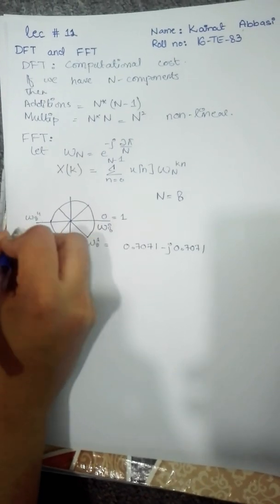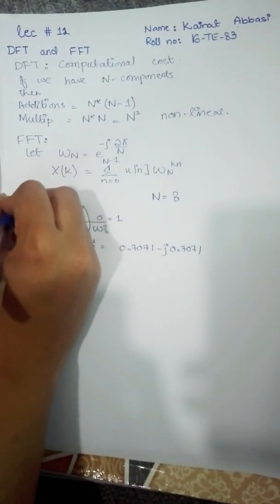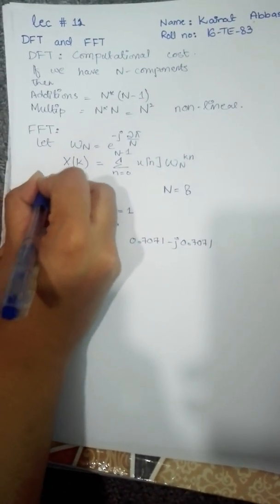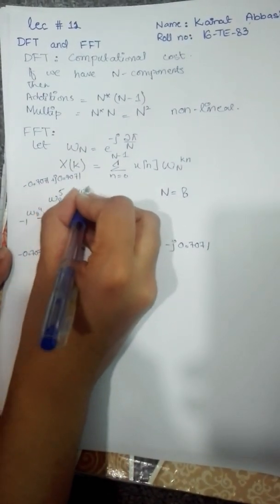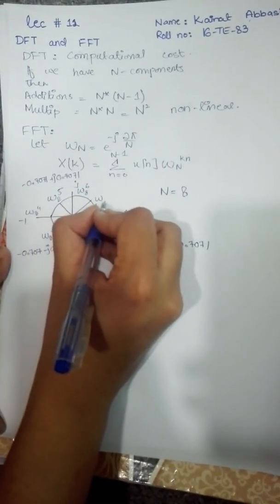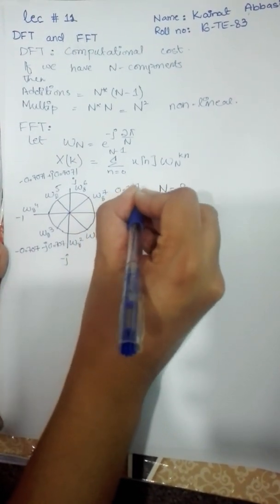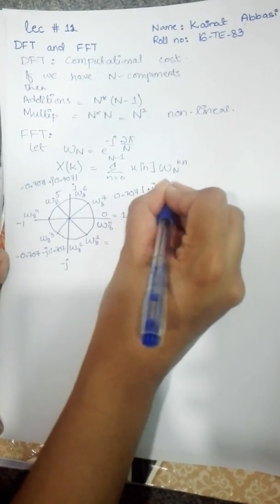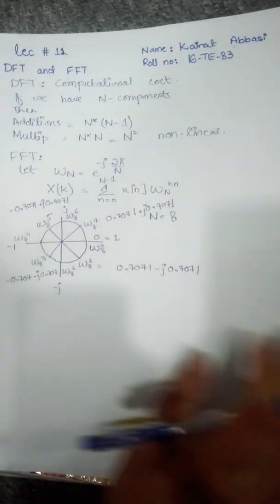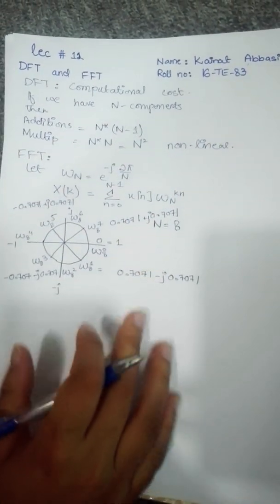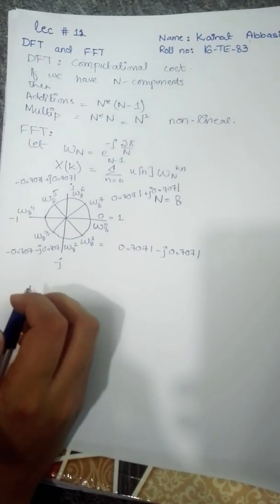At W of 8, 4, we have minus 1. W of 8, 5 is the conjugate of W of 8, 1, minus 0.7071 plus j of 0.7071. At W of 8, 6, we have plus j, and similarly W of 8, 7 is the conjugate of W of 8, 3, that is 0.7071 plus j of 0.7071. If you know the concept of this unit circle, you know how to compute the fast Fourier transform.